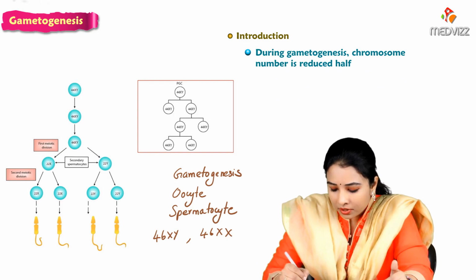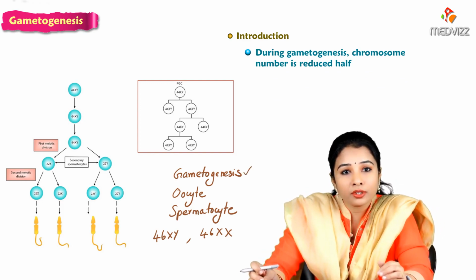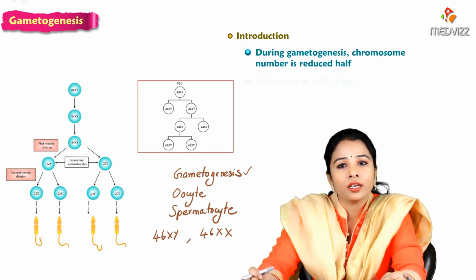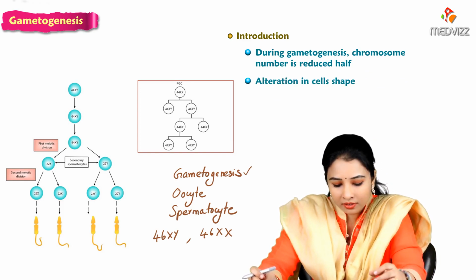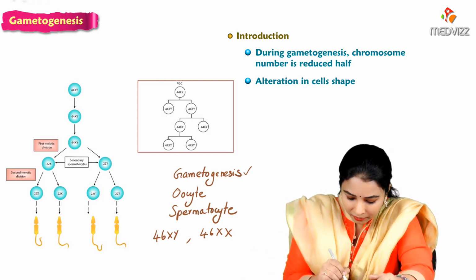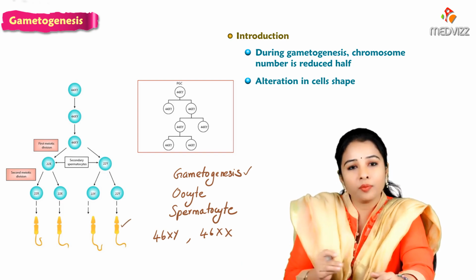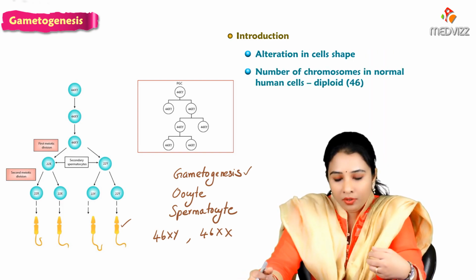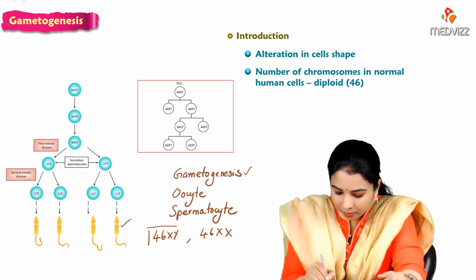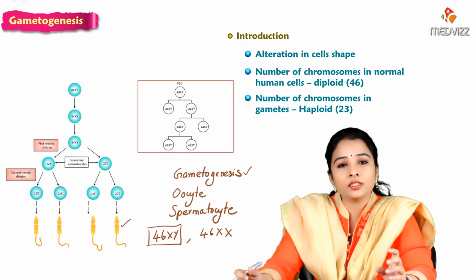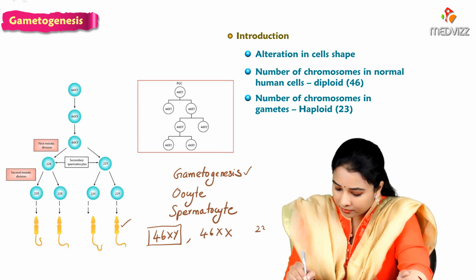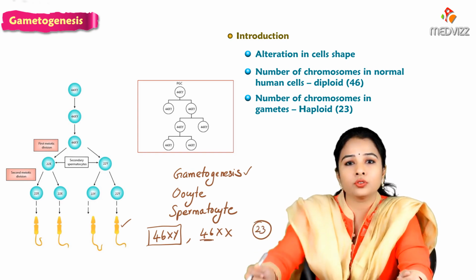So during gametogenesis, the special thing which happens is that the chromosome number is reduced to half and the shape of the cells is altered. If you see the final stage, the matured sperm, the shape of the sperm is totally different from a normal cell. The normal number of chromosomes is diploid, and during gametogenesis the chromosomal number is reduced to half, that is haploid, 23. So from 46 it reduces to 23.